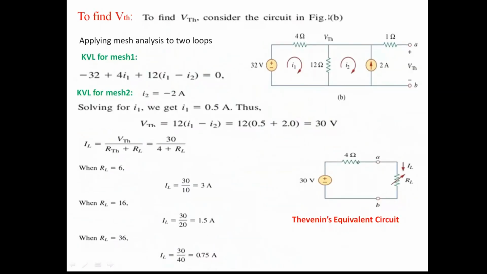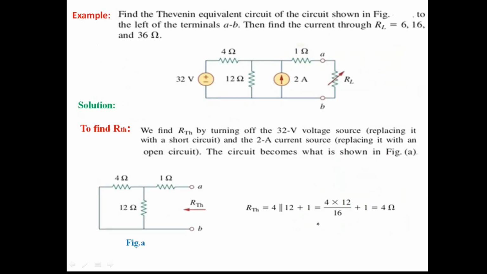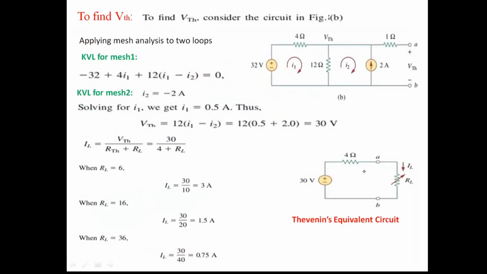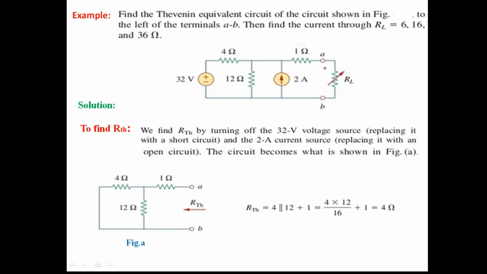Right. Therefore, this is your Thevenin's equivalent. After finding the Thevenin's voltage and Thevenin's resistance, this is the Thevenin's circuit. See here, this is the Thevenin circuit where you have a Thevenin's voltage of 30 volts connected in series with a Thevenin's resistance of 4 ohms. Already we have determined the Thevenin's resistance as 4 ohms here, and we have reconnected this Thevenin's equivalent to the terminals A and B once again.